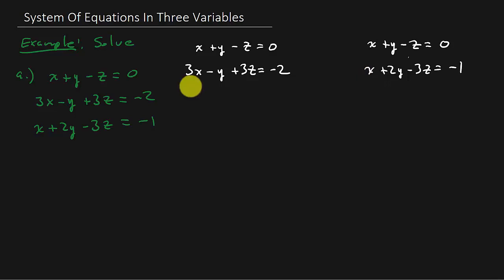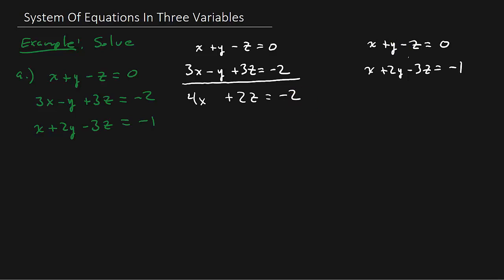So let's go ahead and do that. That's going to give me 4x plus 2z equals -2. So we've got the y eliminated.